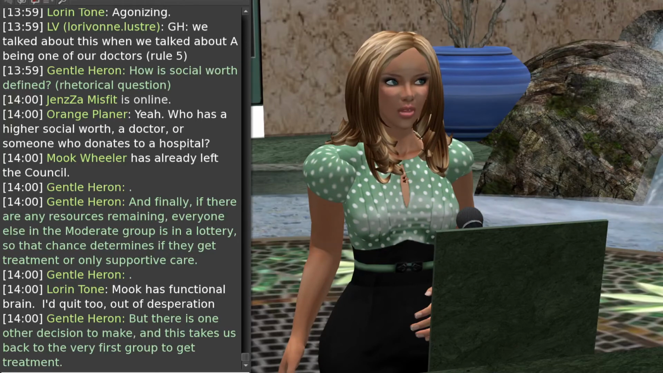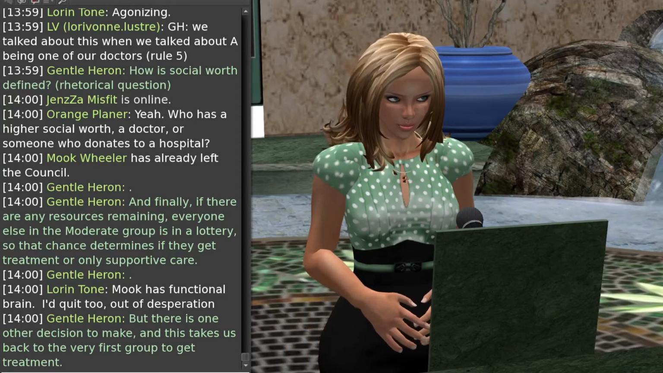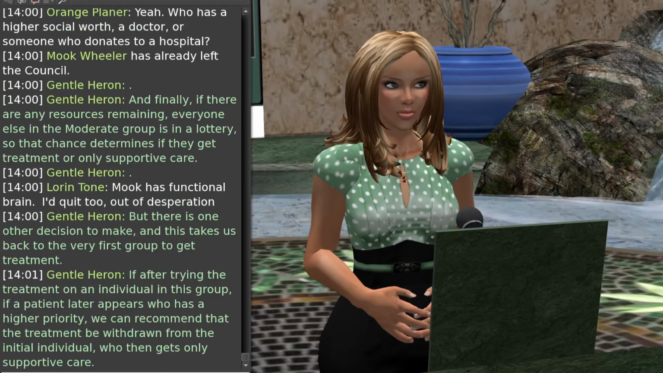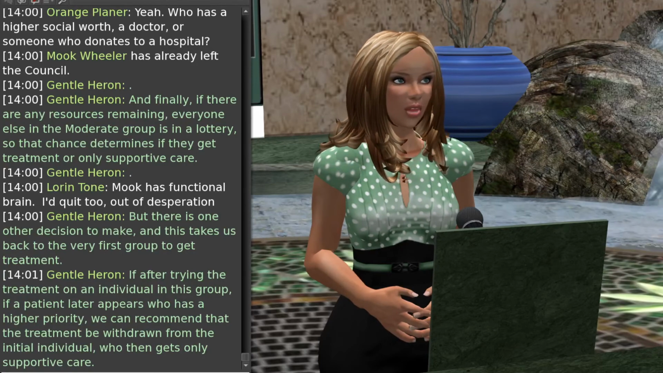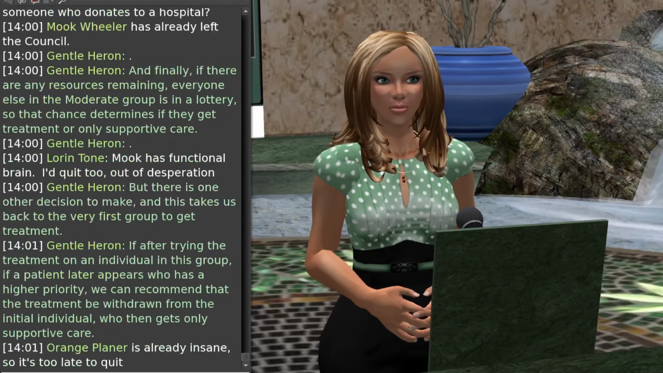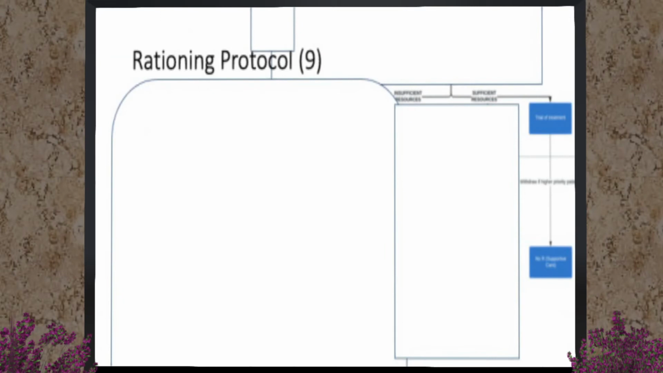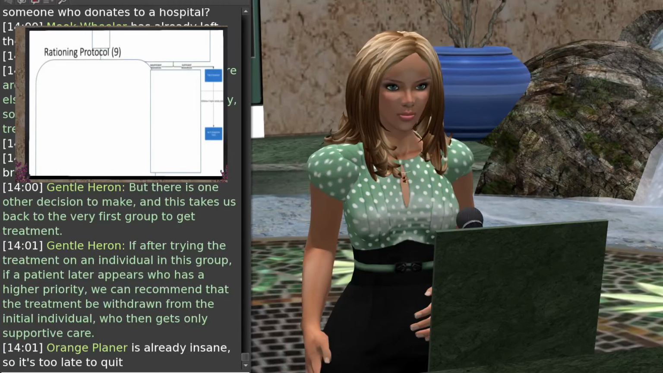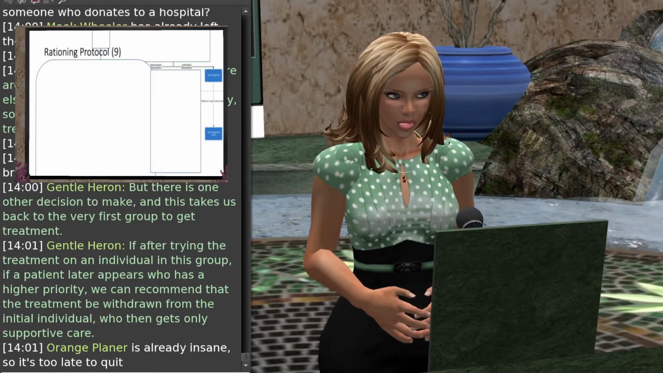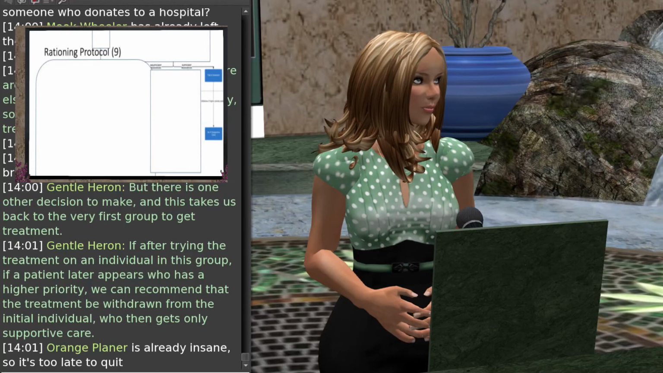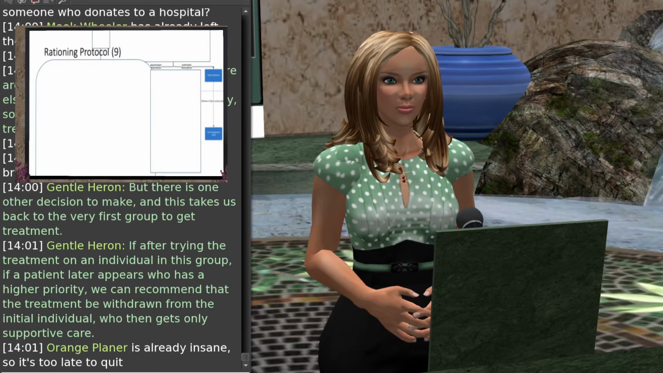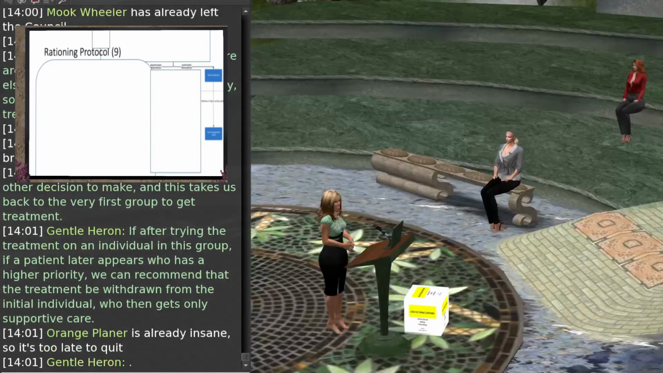But there is one other decision to make, and that takes us back to the very first group to get treatment. If after trying the treatment on an individual in the first group that we thought had high chance of effectiveness of the treatment, that patient isn't progressing, we can recommend that the treatment be withdrawn and they only get supportive care. I think I wrote that wrong, but you understand that.